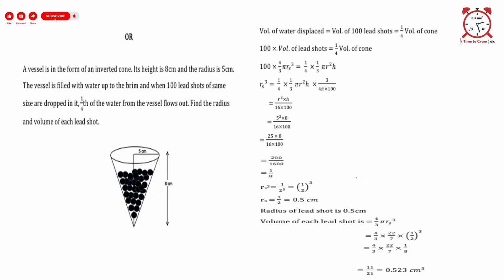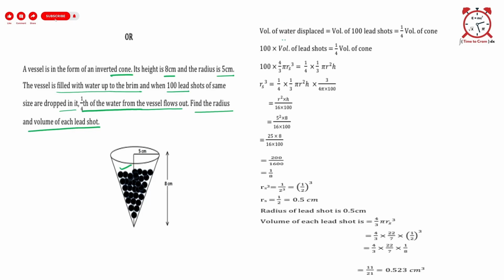This is the internal option for the last question from this lesson. Again, the vessel is an inverted cone here. Its height is 8 centimeter, its radius is 5 centimeter. It is filled with water up to the brim, and up to the brim means fully filled, and 100 lead shots of the same size are dropped in it. And if we drop 100 lead shots in it, then 1/4 of the water flows out of the vessel. So find the radius and volume of each lead shot. So two things we have to find: the radius of this lead shot and the volume of this lead shot.